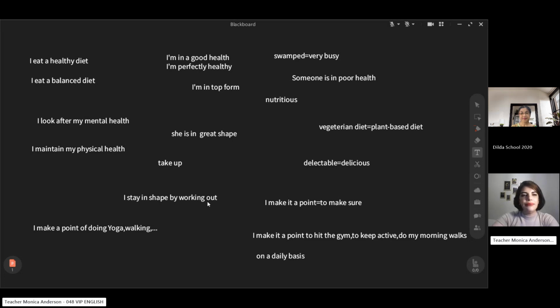Okay, so for example, you can say that there are lots of junk food, that it's really difficult to eat healthy food because there is lots of junk food, high in calories, but they are not nutritional. So you can say this way.